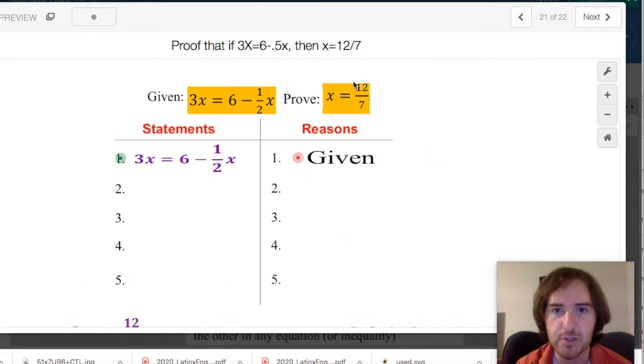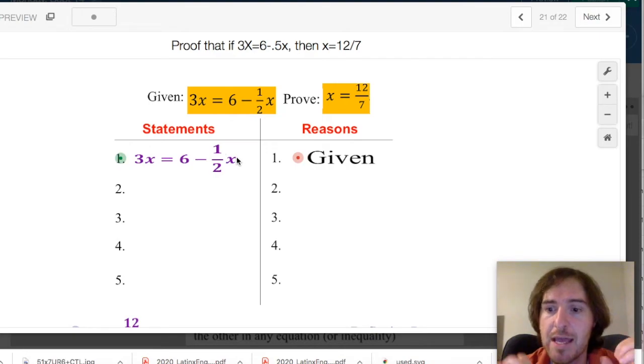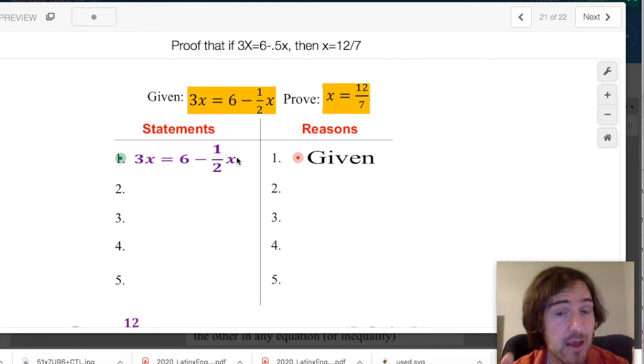So we're going to put the given up top here. If this is true, then I have to prove that that's true. So now I have to use the rules of algebra to simplify this. First step, what I'd normally say when we have variables on both sides, because notice there's an x here and an x over here, is I would collect variables, but not on this one.